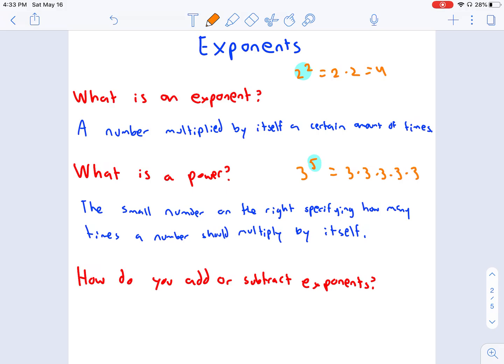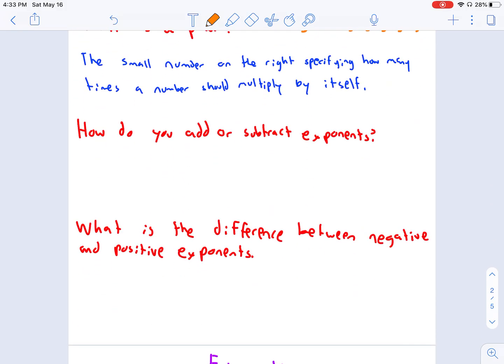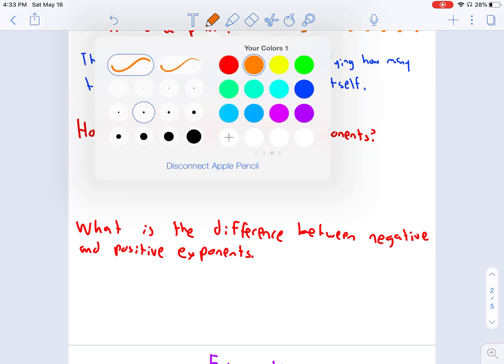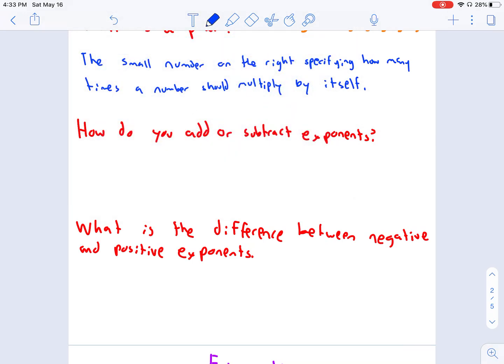Okay, next, how do you add or subtract exponents? Well, I'll give an example. We'll do 2 squared plus 2 to the third. So just to start off, 2, that's a base, and these are the powers. So since the bases are the same, you can add the powers together, which gets you 2 to the fifth.